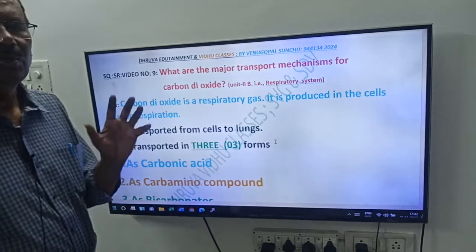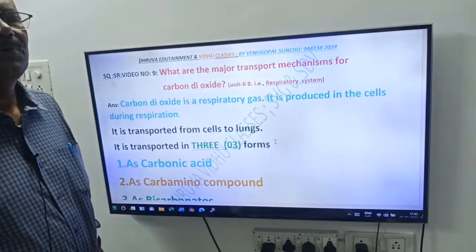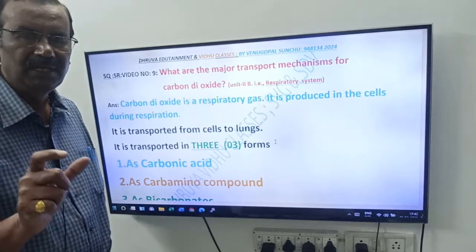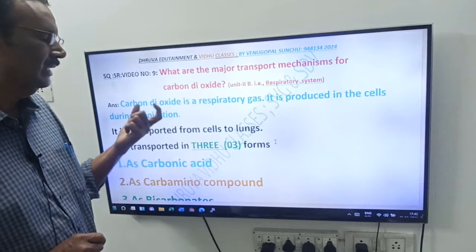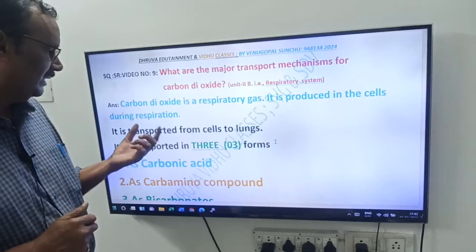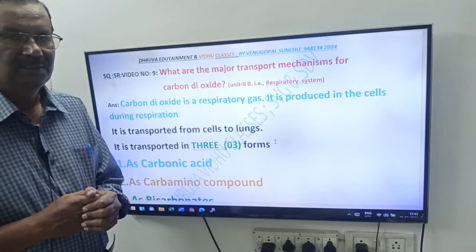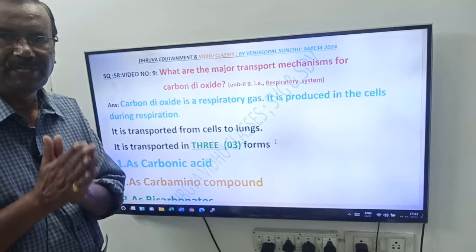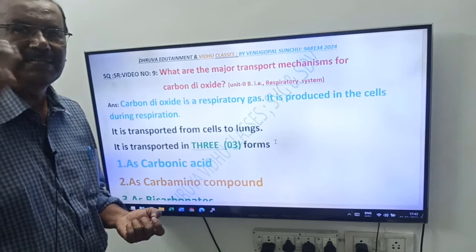Friends, you know carbon dioxide is a respiratory gas. It is produced in the cells during respiration. First you write, carbon dioxide is a respiratory gas. It is produced in the cells during respiration. This carbon dioxide is transported from cells to lungs. It is produced in the cells, so it has to be transported from where to where? From cells to lungs. It is transported in 3 forms.